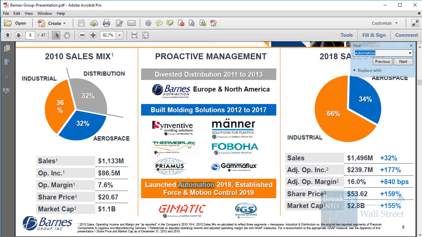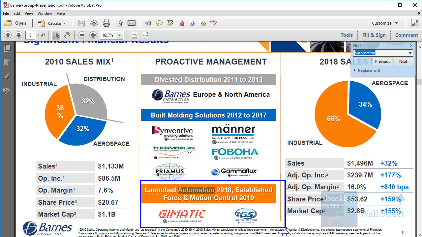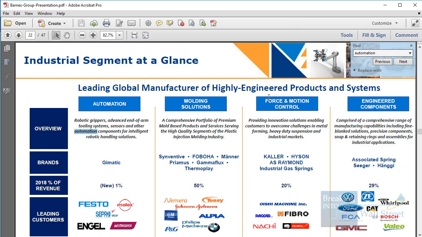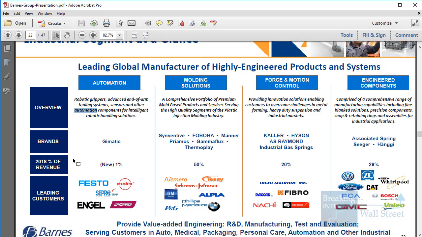And then if we keep going, they say that they launched automation in 2018, established force and motion control in 2019. So these are clearly segments on the rise. And if we keep going, you'll see that here, automation is only about 1% of revenue right now, but it's growing very quickly by double digits, which means that something relating to the company here is changing.